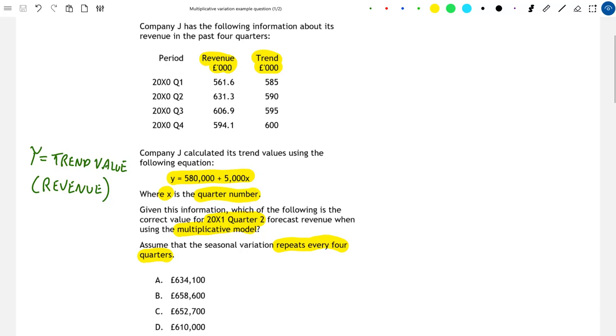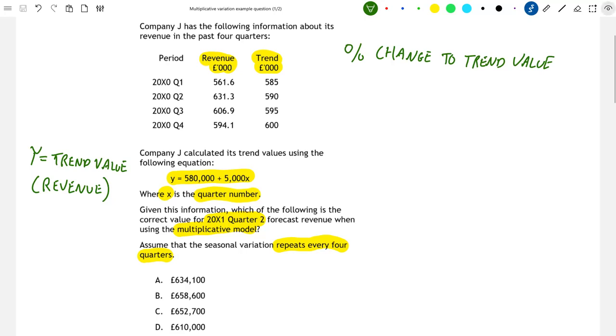But the key thing is to know exactly how to adjust our trend values, and under the multiplicative model we use a percentage change. So we take our trend value as calculated in this equation, which I'll come to more in a moment, and then apply a percentage change to this trend value to make it into an appropriate forecast.